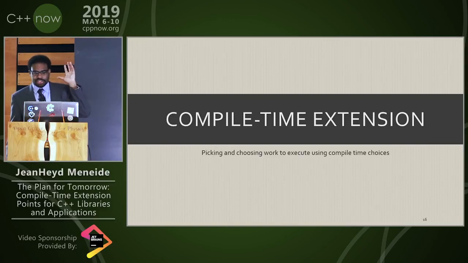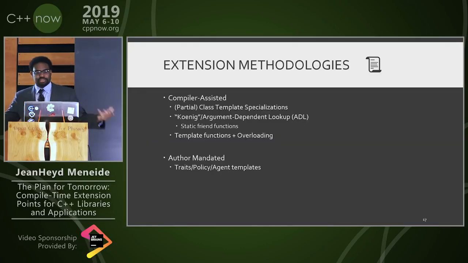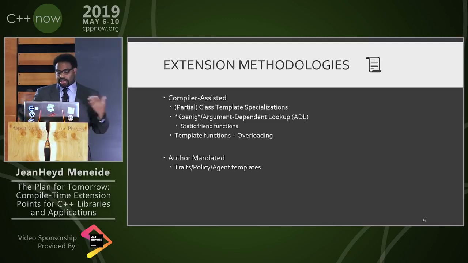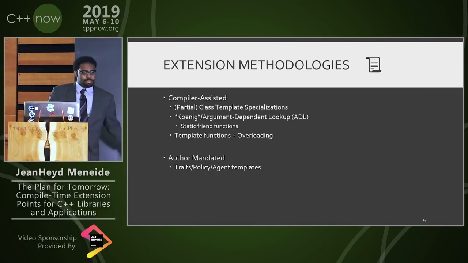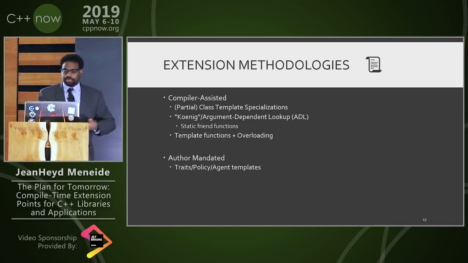Let's talk about the more spicy stuff, the stuff that goes in std ranges, the stuff in the libraries that we're shipping today, and std hash and all of that. There are a couple of different extension methodologies that you can use at compile time, that the compiler assists you with. Those are partial class template specializations. There's also ADL, or Koenig lookup. A subset of that is static friend functions. And there's also just raw template functions with overloading. All of those are compiler assisted, right? The compiler has the name lookup rules, the compiler has the overload resolution rules. It helps you pick the right things, and you have to play by its rules.